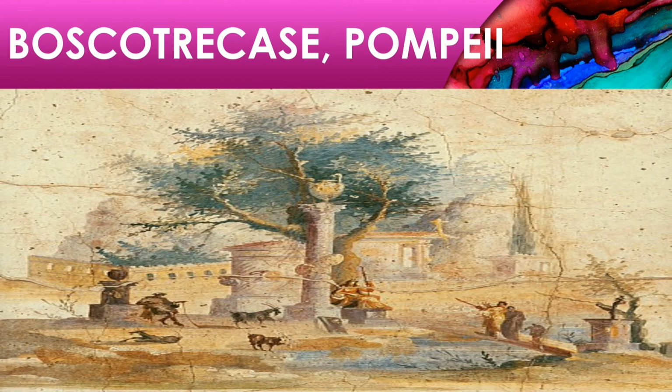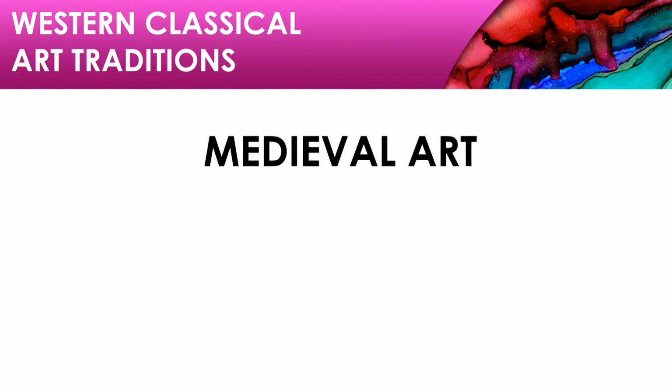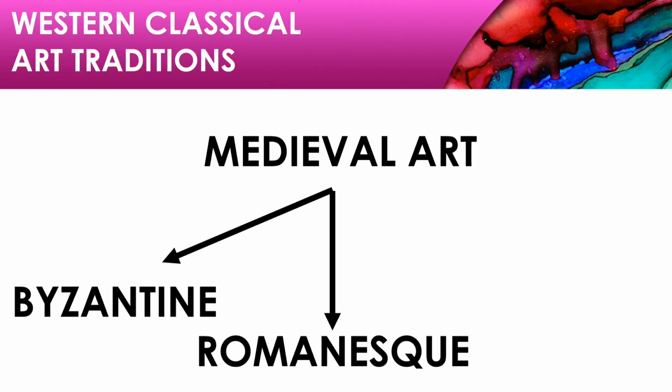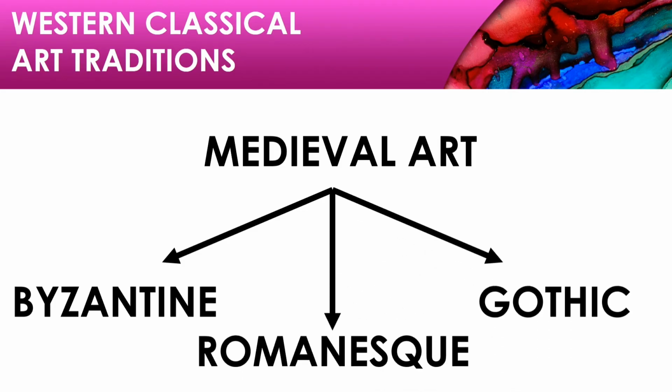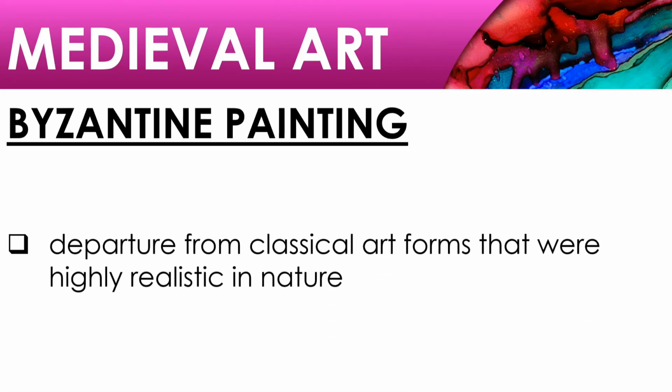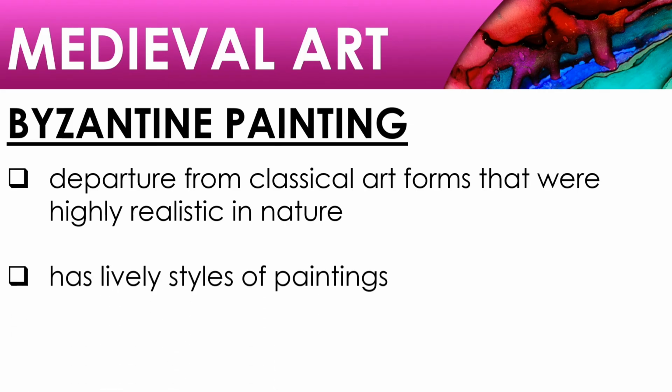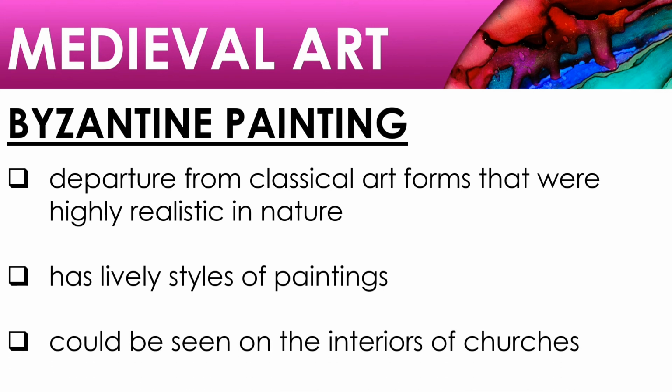Let's go now to the final period in this quarter. It is the medieval period. Medieval art is divided into the Byzantine era, Romanesque era, and Gothic era. This period depicts the departure from classical art forms that were highly realistic in nature. The lively styles of paintings which had been invented in Greece and Rome lived on in this era as well. It could be seen on the interiors of churches because the subjects were more on religious or Christian subjects.